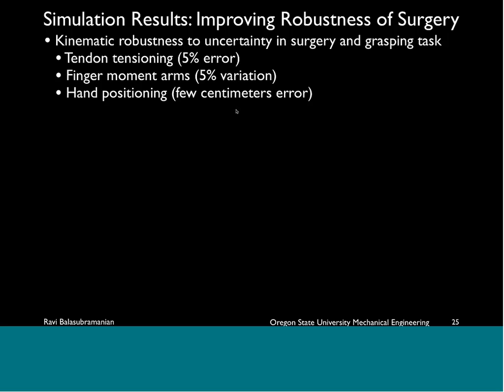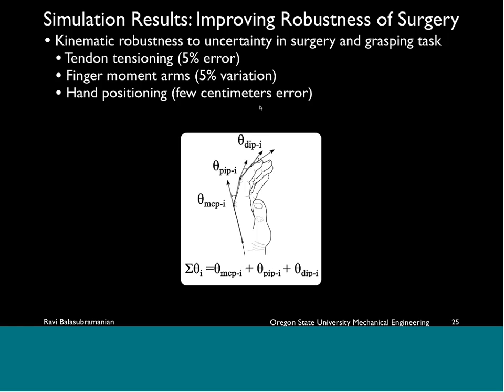So what we did in our study is that we varied the tendon length by 5%, we varied the finger moment arms by 5%, and changed the hand position with respect to the object center by a few centimeters. And we wanted to see, if the fingers did not slip on the object, what kind of variation in joint angles would we actually see? Again, we used summation of the joint angles for each finger and then summed up all those sums across the entire hand.